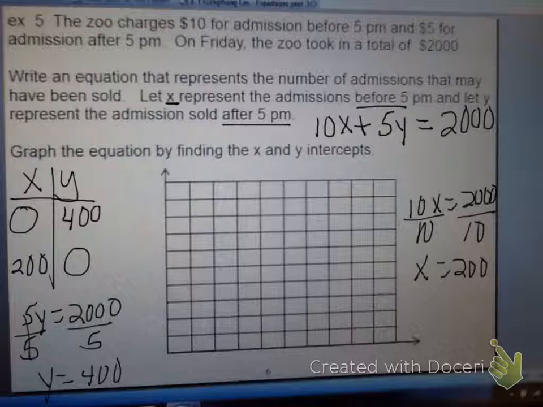Now the x-axis stands for the admissions before 5 o'clock. Anytime you're dealing with word problems and graphs, you always need to label. ADM stands for admissions, abbreviation. Admissions before 5. And the y stands for the admissions after 5.